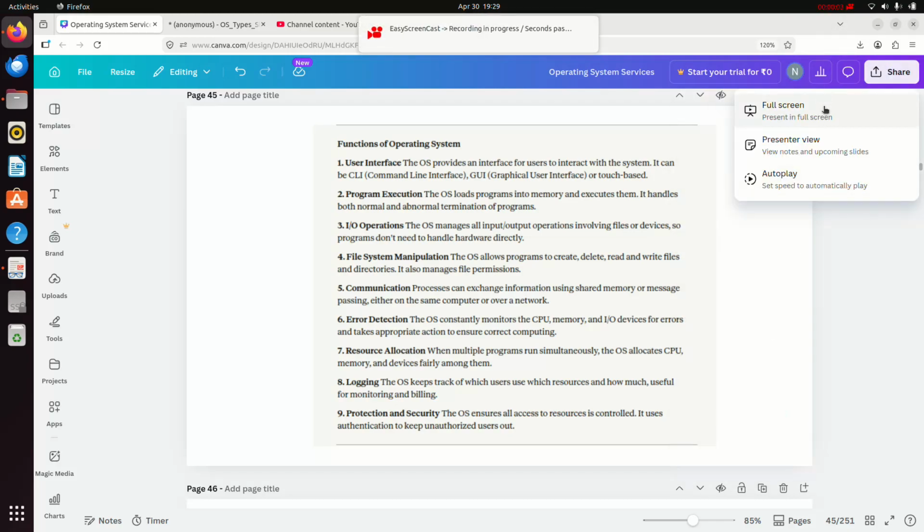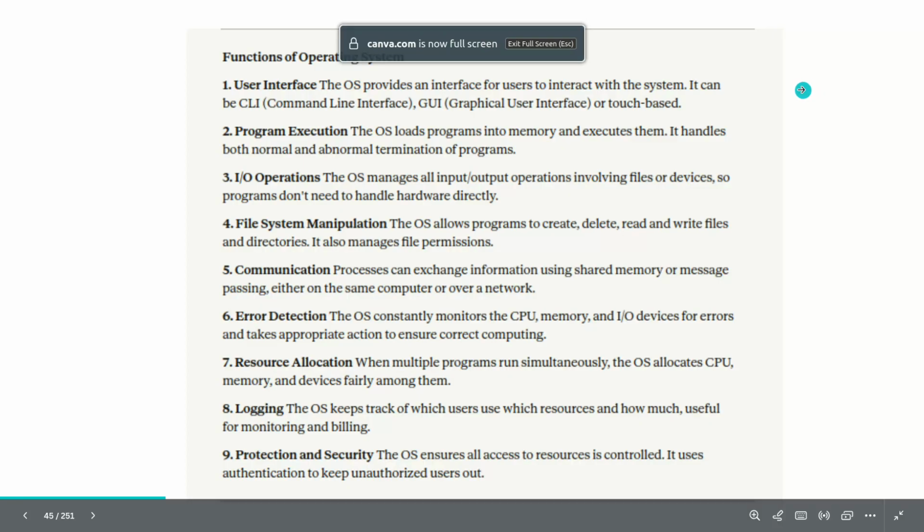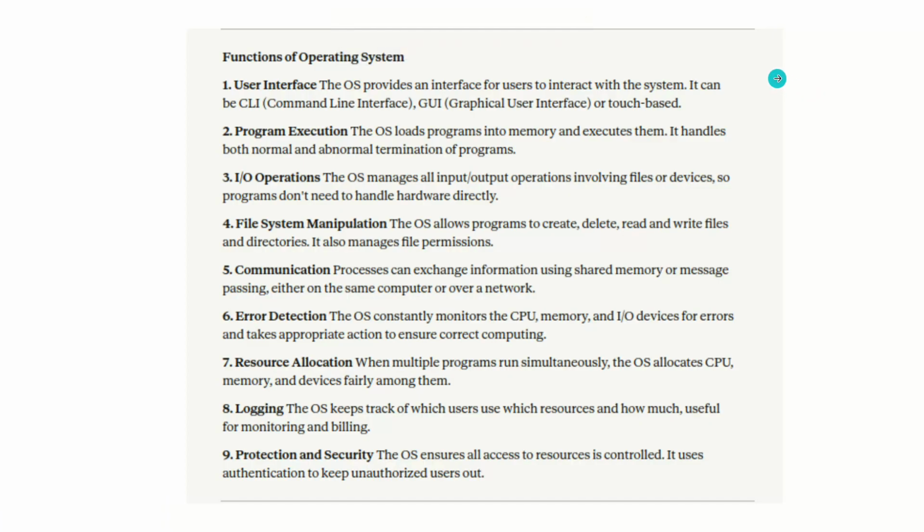You have to learn the different functions of the operating system, or the services provided by the operating system: user interface, program execution, protection, providing security, detecting errors, file manipulation, IO devices, and also, if you want to allocate some resources, resource allocation, and logging. These are the different functions of operating system. You have to understand each function clearly.